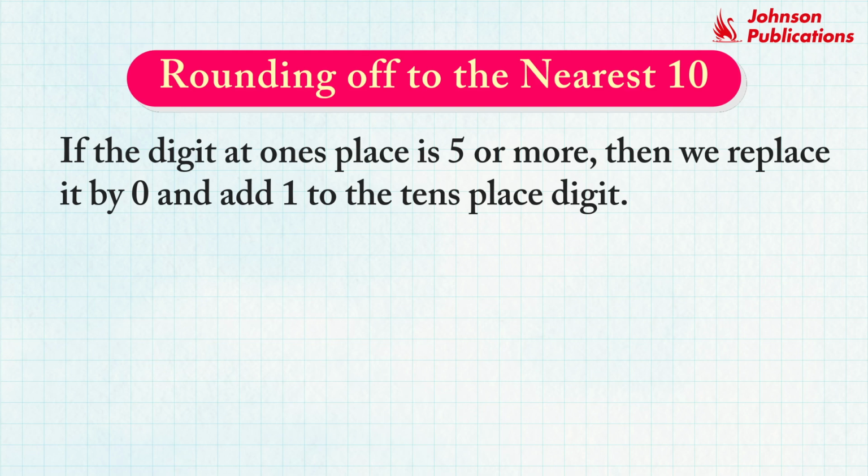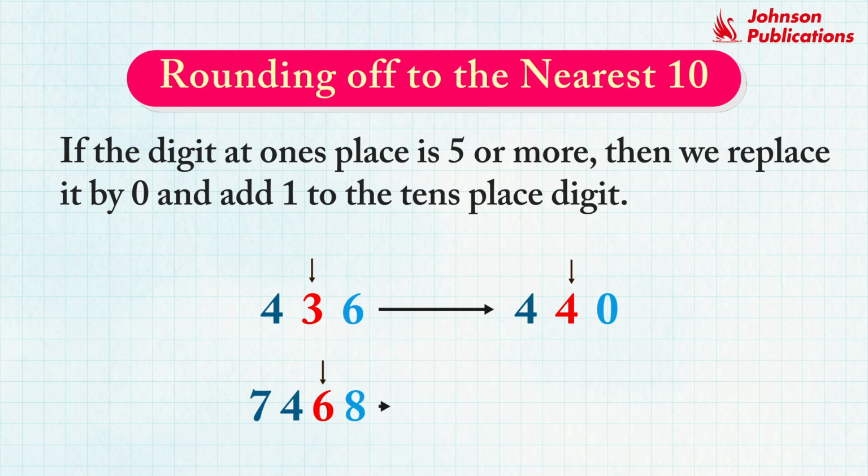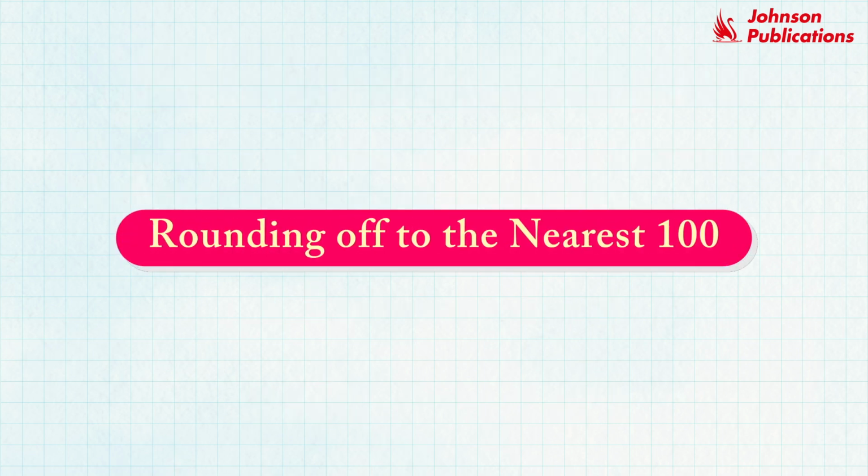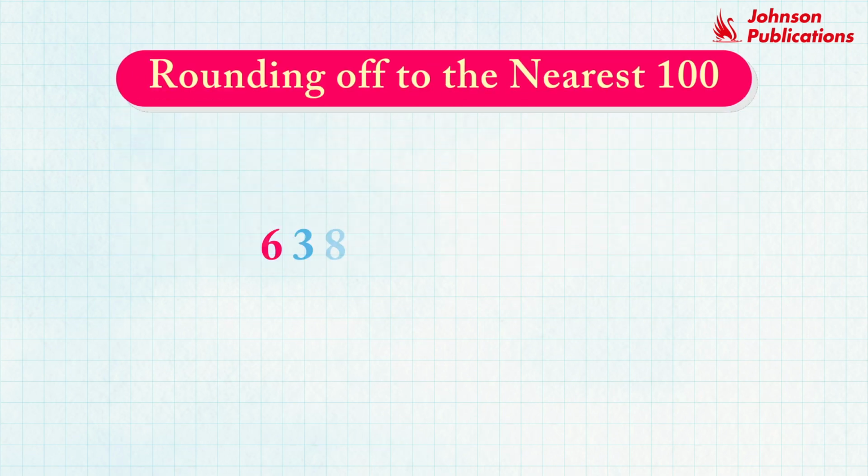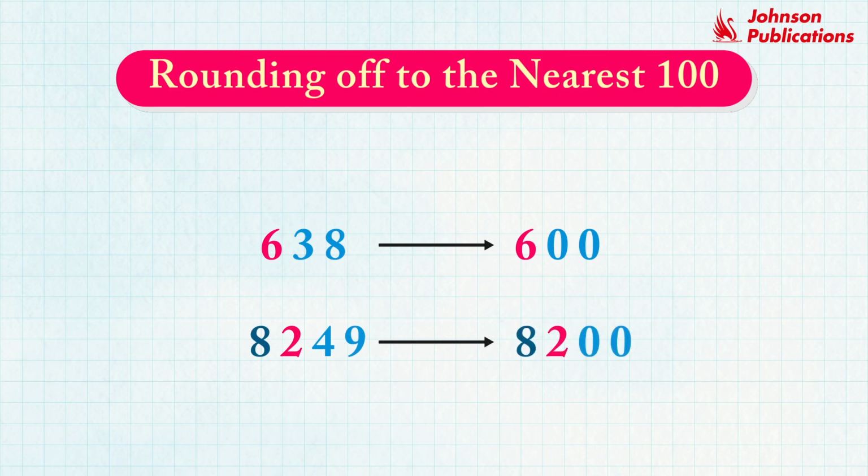For example, 436 is rounded off to 440 and 7468 is rounded off to 7470. Rounding off to the nearest 100. For example, when 638 is rounded off to the nearest 100, it gives 600. Similarly, when 8249 is rounded off to the nearest 100, it gives 8200.